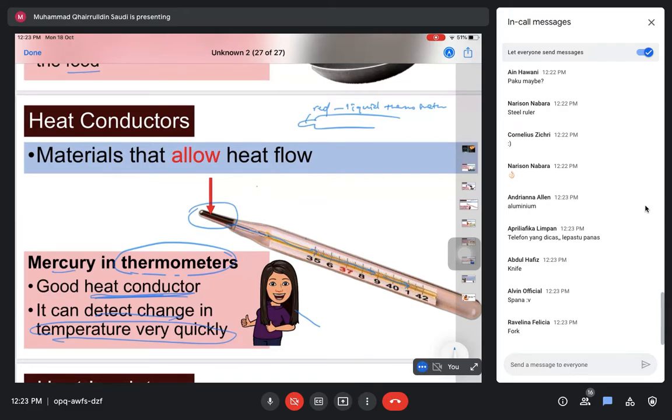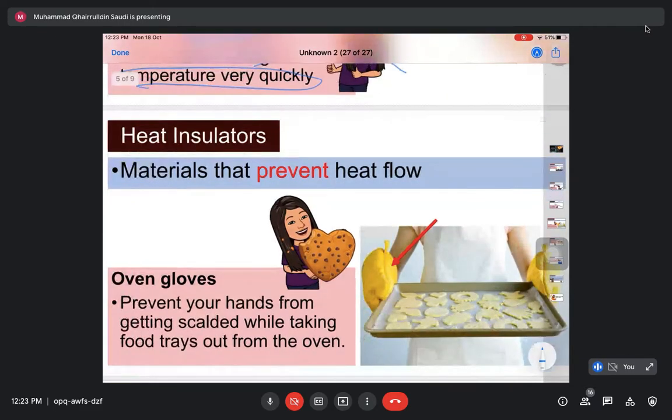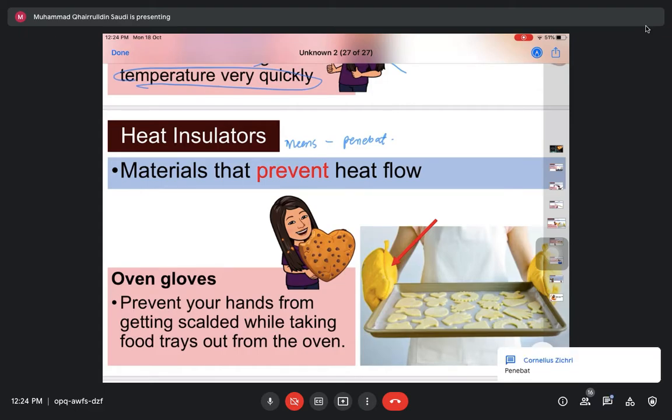Good, everyone. Okay, now let's proceed. The next one is heat insulator. Heat insulator, dalam bahasa Melayu means penebat. Yes, good. So, penebat is materials that prevent heat flow. Dia menghalang heat daripada mengalir melalui dia. Okay, dia tidak transfer heat dengan bagus.